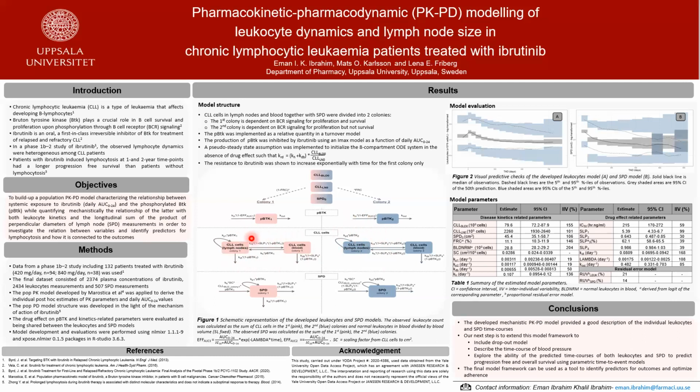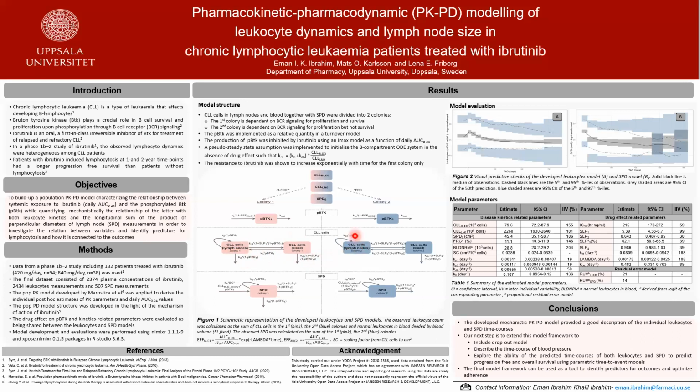In other words, exposure to ibrutinib will completely inhibit the proliferation of the CLL cells in the lymph nodes for the first colony, together with inducing the redistribution of the cells to the blood and inhibiting their homing back to the lymph nodes, and inducing the apoptosis of the cells in both lymph nodes and blood.